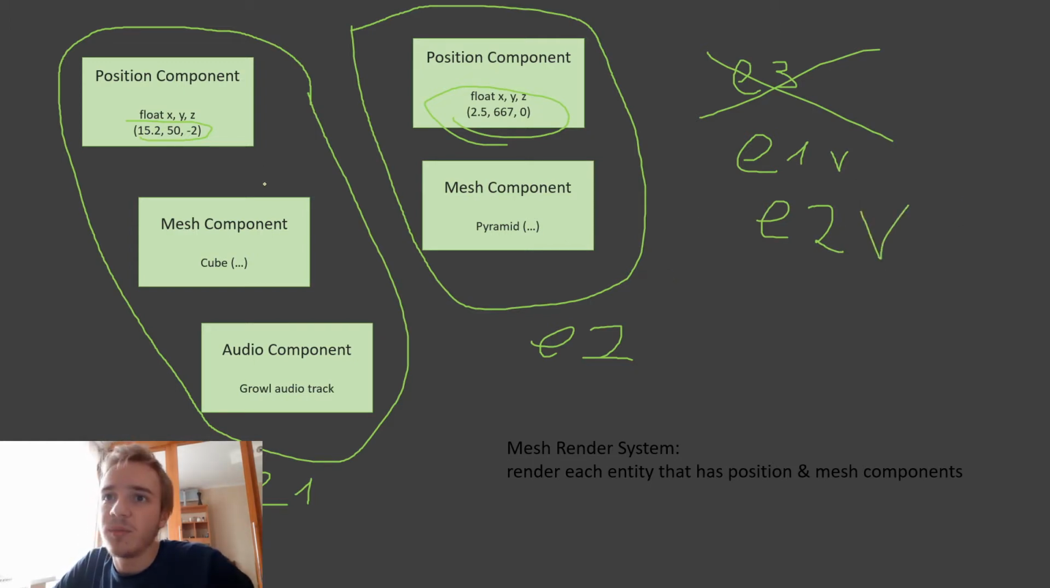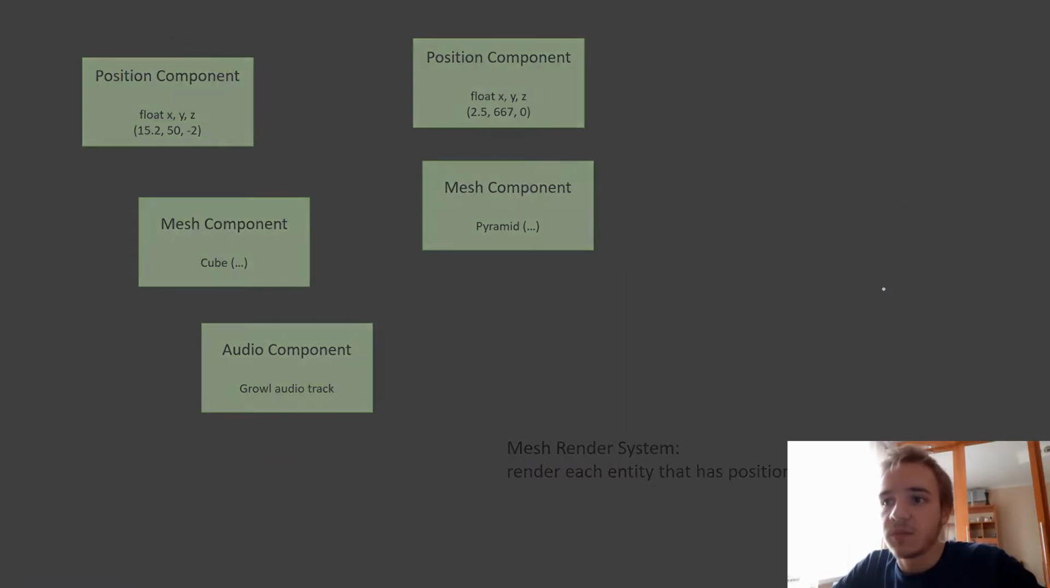These entities can be however different as long as they have a position and a mesh component. For a mesh render system, it doesn't matter if entity 2 has an audio component or doesn't have it, and that kind of flexibility is one of the main features of ECS architecture. Okay, let's move on.